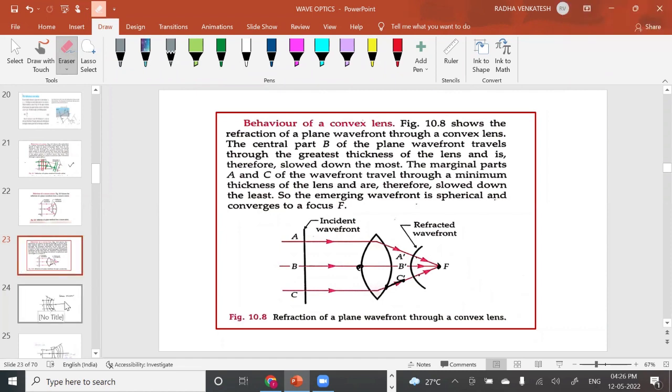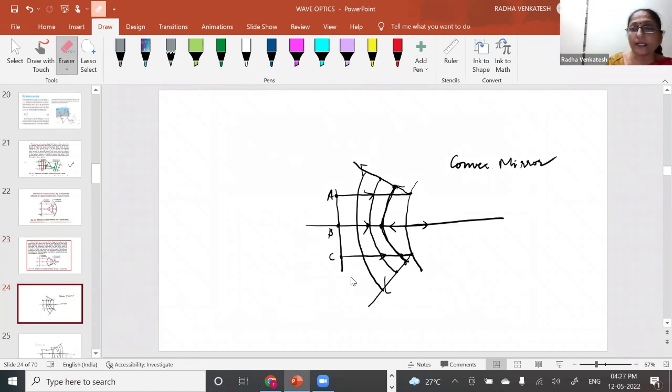Then what would it be if it is a convex mirror? How is it going to be? See here, this is a plane wavefront. Your ABC is a plane wavefront. The wavelet from this is incident here. A little before or a little after, this wavefront has reached this point, correct? A wavelet is reaching this point, which is slightly behind this point. Will you agree? Yes, ma'am.